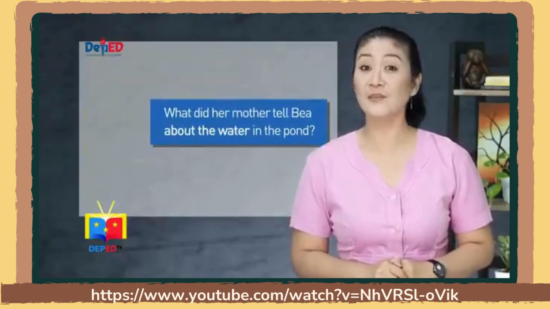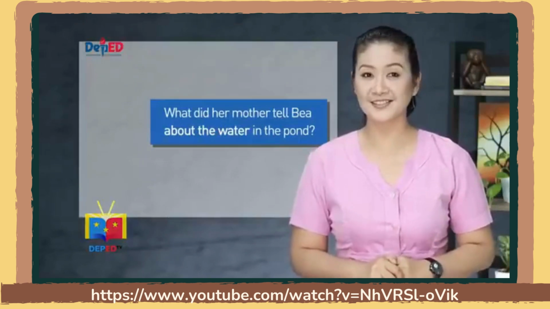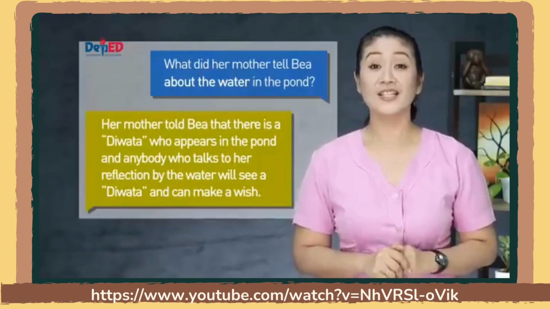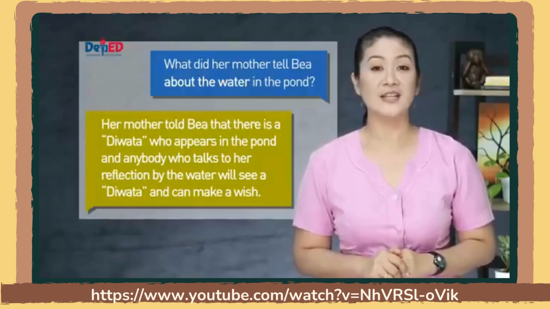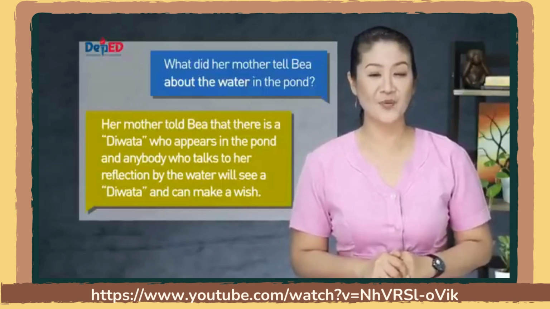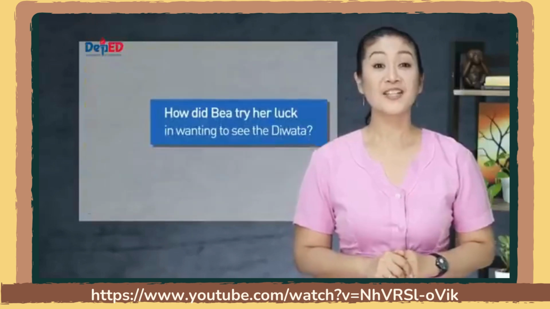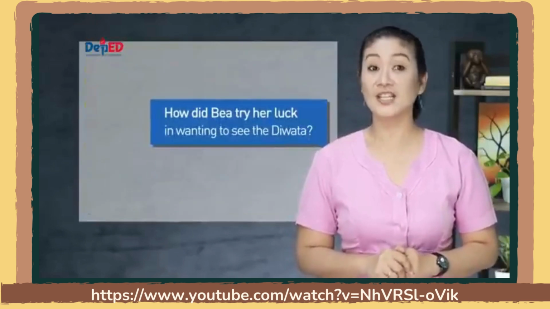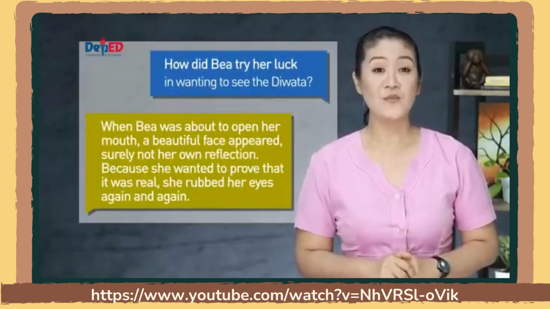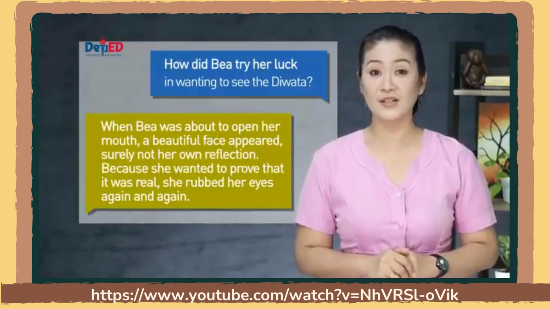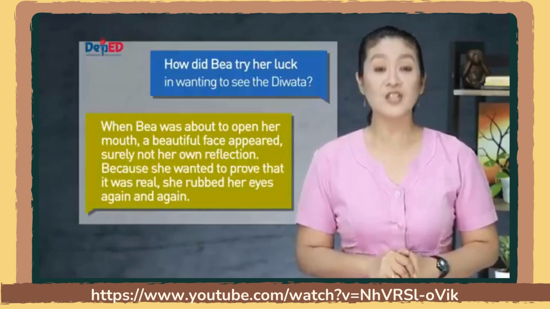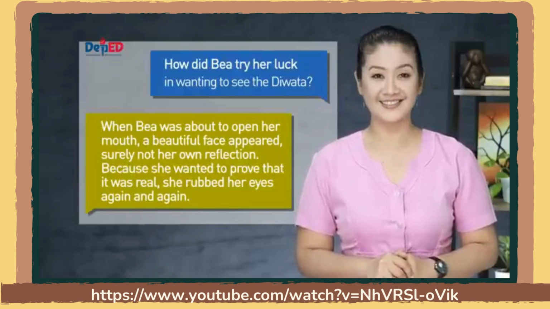What did her mother tell Bea about the water in the pond? Correct! Her mother told Bea that there is a diwata who appears in the pond, and anybody who talks to her reflection by the water will see a diwata and can make a wish. How did Bea try her luck in wanting to see the diwata? Great! When Bea was about to open her mouth, a beautiful face appeared. Surely not her own reflection. Because she wanted to prove that it was real, she rubbed her eyes again and again.